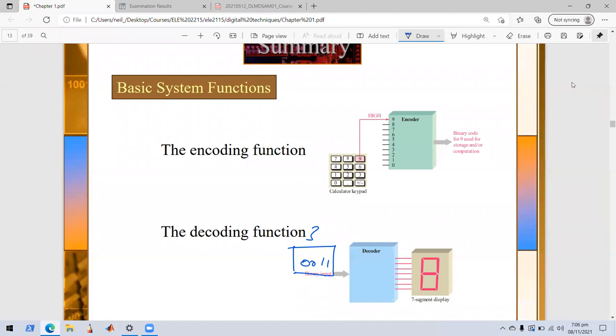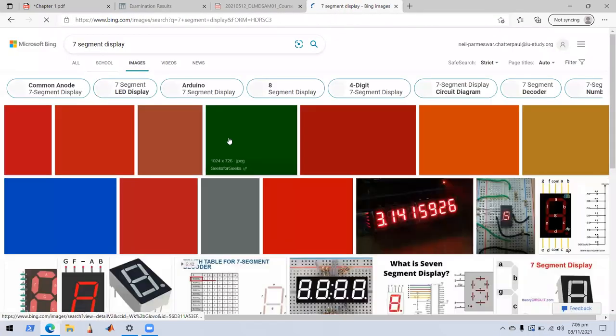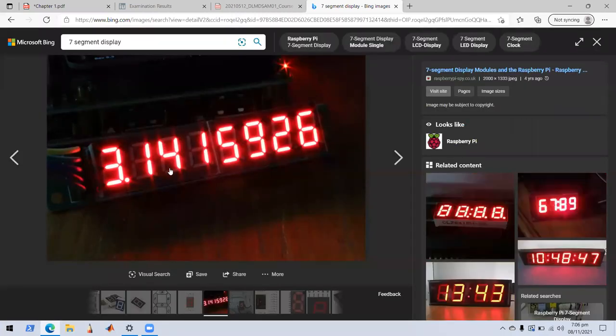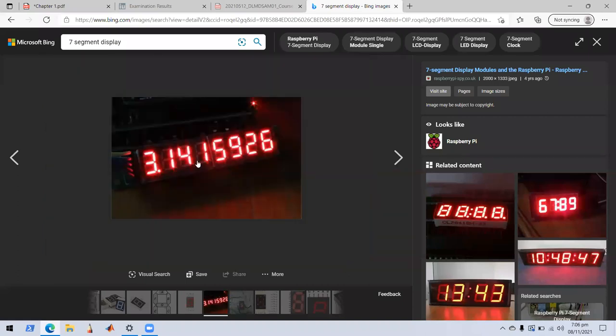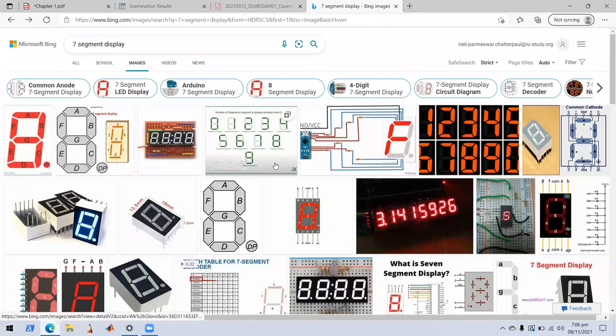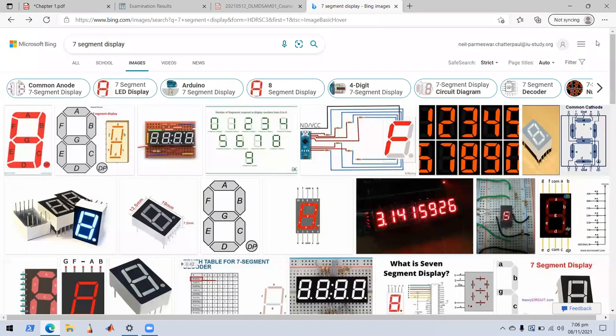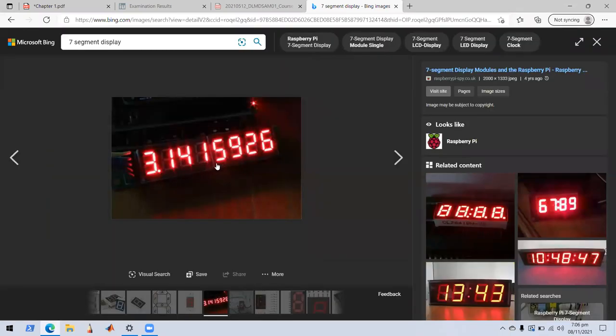Now, in order to display this number 3 on this 7-segment display, I don't know if you've ever seen a 7-segment display before. Let me see if I can find one. If you have seen displays like this, if you look closely, it's the same thing we have here. There are 7 different LEDs, and each one we light up, displaying numbers like this.